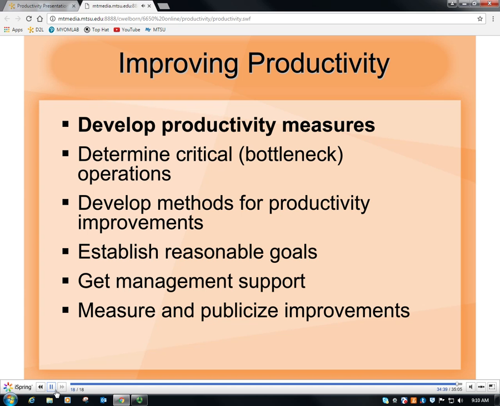Then we've got to come up with some methods for improving that productivity, and establish reasonable goals for that. Certainly the management team has to be supportive of any kind of efforts related to productivity improvement. And then again, we're back to measure. If we didn't have a productivity measure, then we couldn't measure our improvement efforts. So that's one of the reasons that's the very first step. And then we need to publicize those improvements, let everybody know our success story.